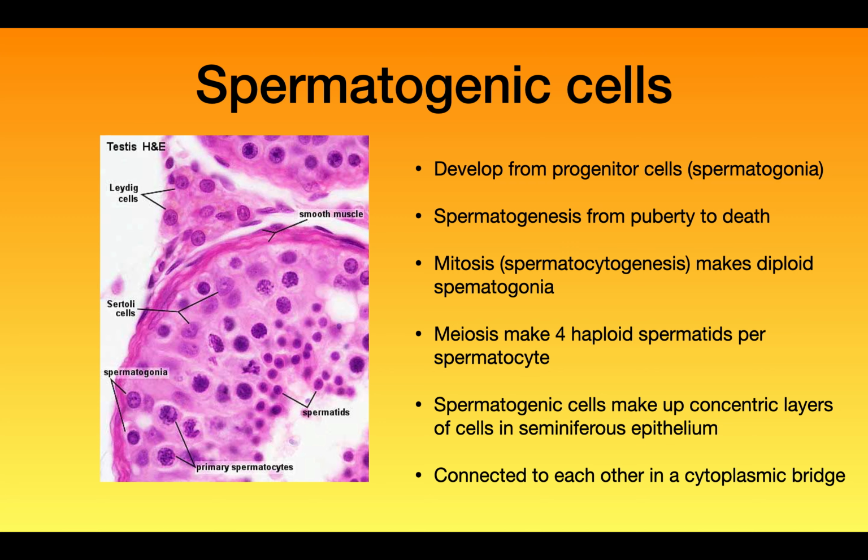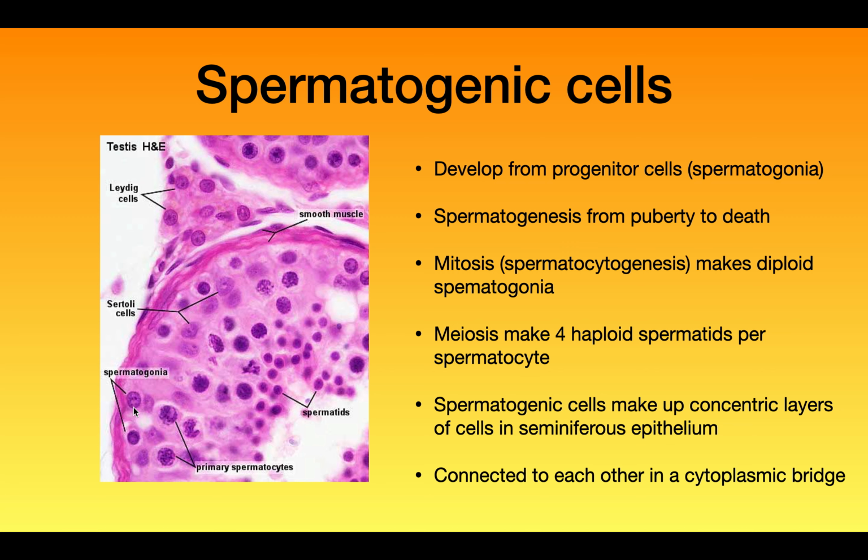The spermatogenic cells make up the concentric layers, so they build on each other in the seminiferous epithelium, and they're all connected to each other by a cytoplasmic bridge. We're not really sure what the cytoplasmic bridge is. Some people think it's for communication, some people think it's for the exchange of nutrients, but it exists and they're all connected. So here are your Sertoli cells.